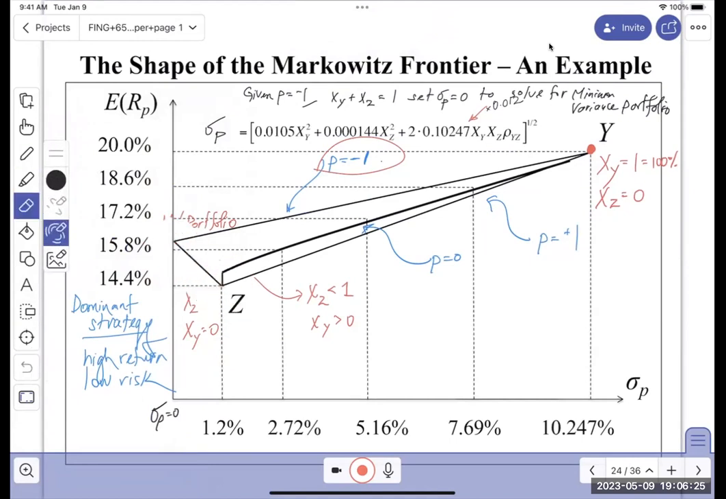Same argument as for this set here. So the efficient options begin here, the feasible options begin here. And then there is no clear decision between any of the combinations of Z and Y along the linear combination of them when the correlation is positive one. It's all a trade-off all along.